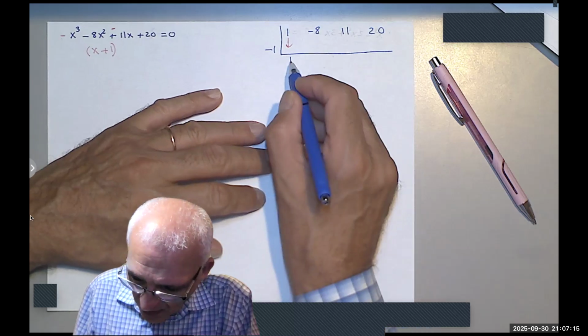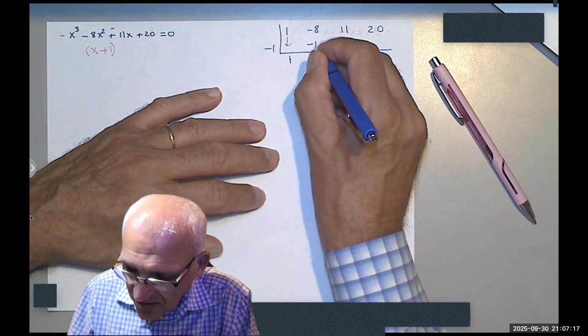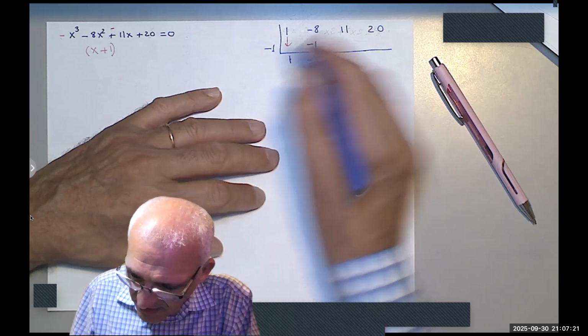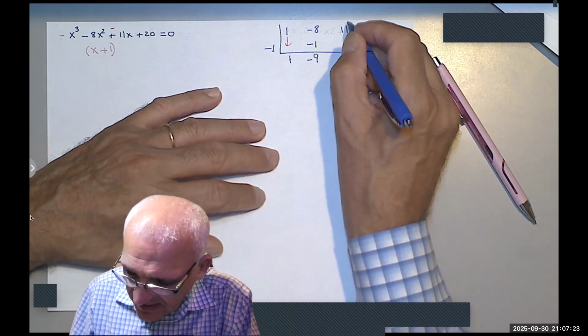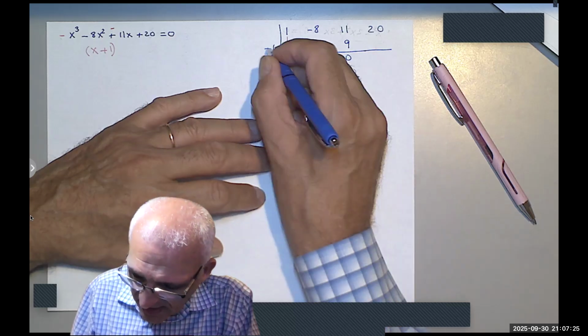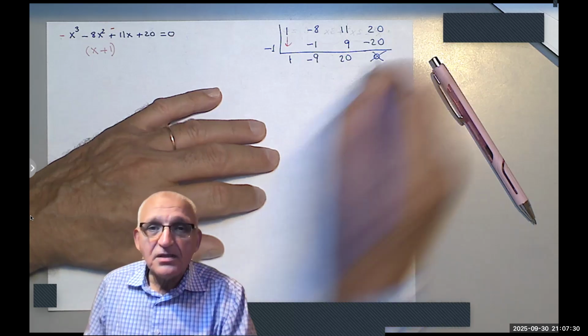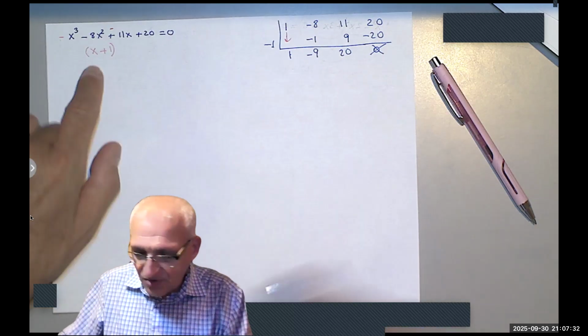and then you multiply. 1 times negative 1 is negative 1. Add them up, you get negative 9. Negative 9 times negative 1 is positive 9. Plus 11 is 20. 20 times negative 1 is negative 20. Plus 20 is 0. So that is correct.